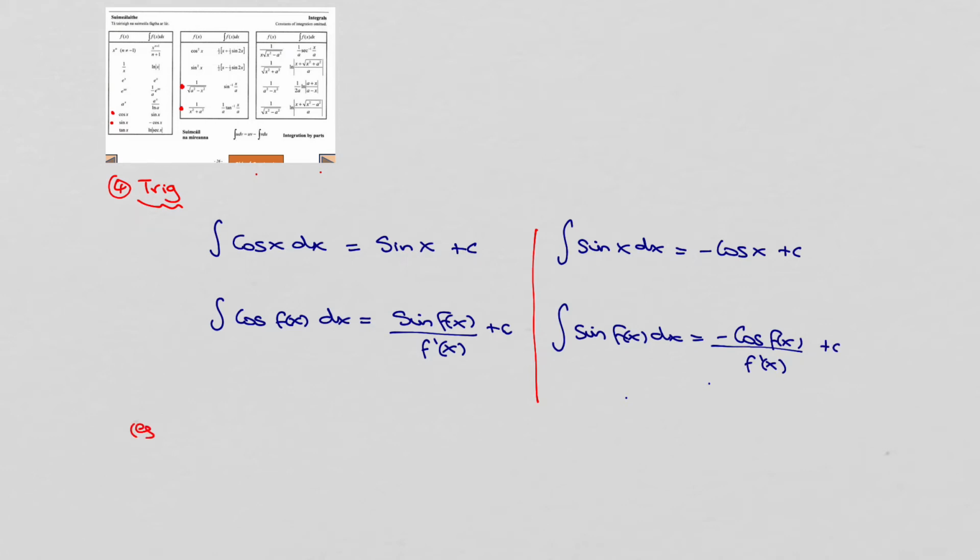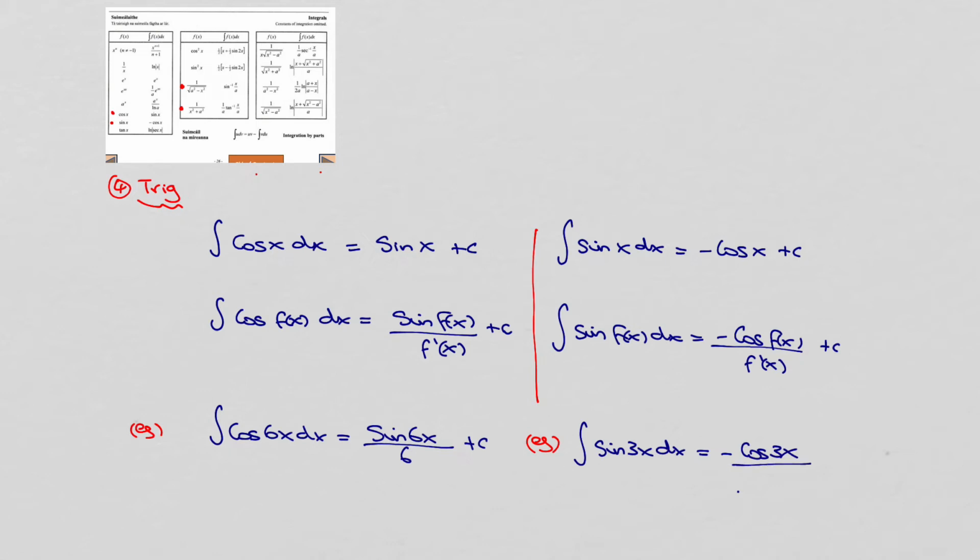So for example, if we were to integrate cos 6x dx, we would get sine 6x divided by the derivative of 6x, which is 6, plus c. And again, that could be written as 1/6 sine 6x. And if we had sine 3x dx and we wanted to integrate, that would be minus cos 3x divided by the derivative of 3x, which is 3, plus c. And again, that could be written as minus 1/3 times cos 3x plus c.